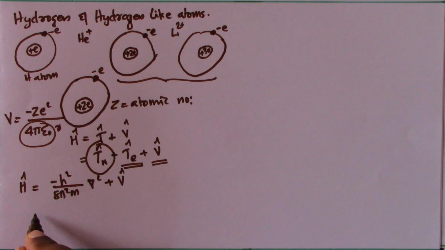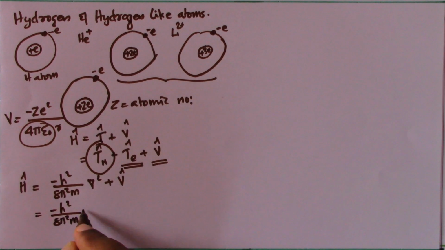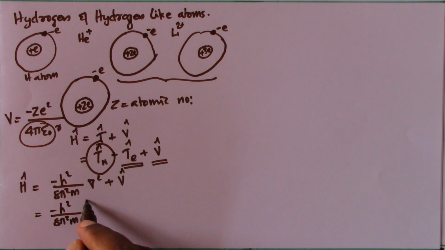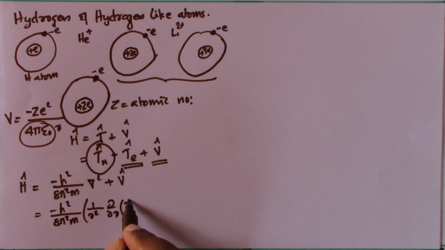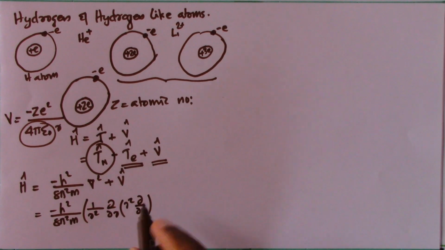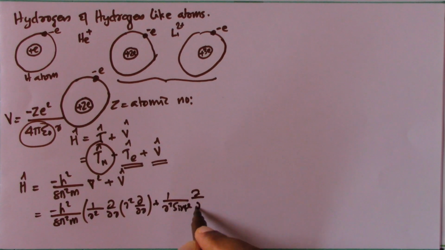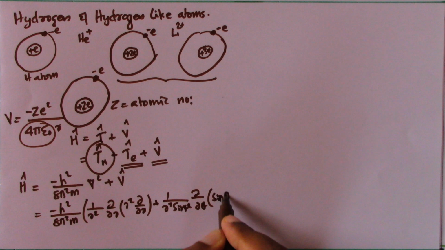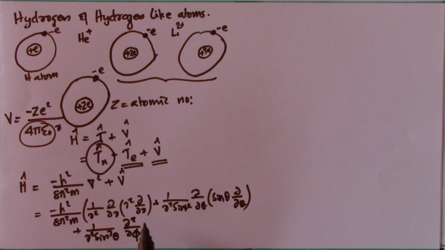So in our case, the Hamiltonian will be minus h square divided by 8 pi square m. What is del square in polar coordinates? 1 by r square dou by dou r of r square dou by dou r plus 1 by r square sine theta dou by dou theta of sine theta dou by dou theta plus 1 by r square sine square theta dou square by dou phi square. That is del square in terms of polar coordinates.